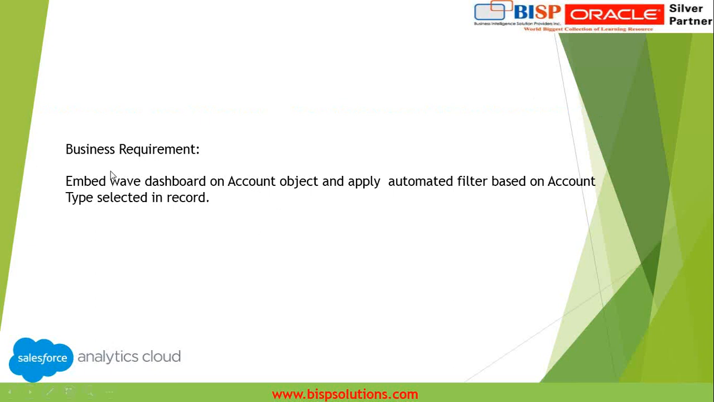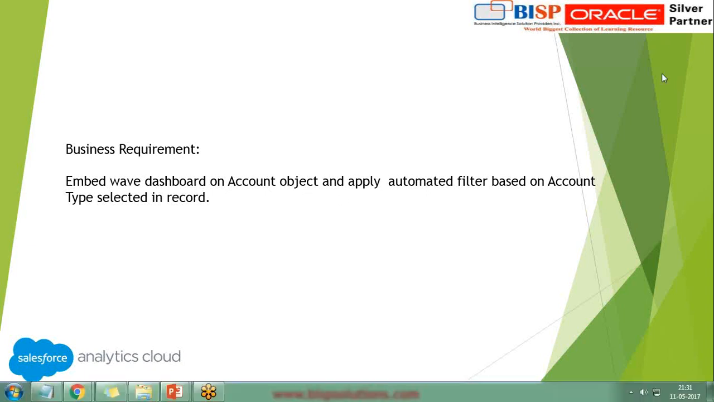My business requirement is, first of all, we need to create a Wave dashboard with some measures and groups, and we would embed that Wave dashboard on the account object, and then apply an automated filter based on the account type selected in records. Let me explain the requirement once again properly.